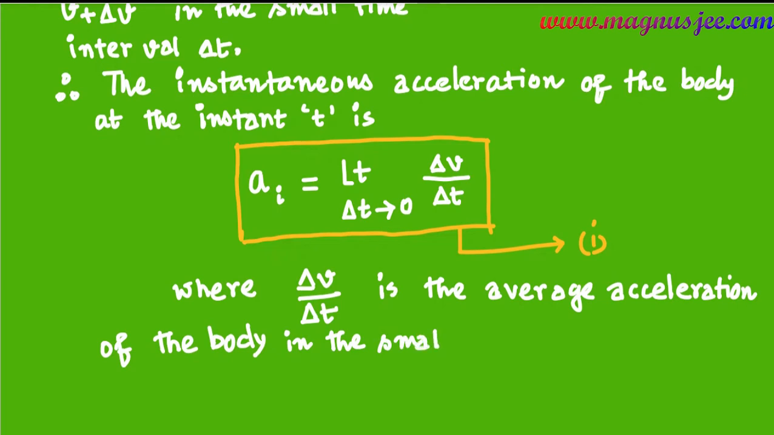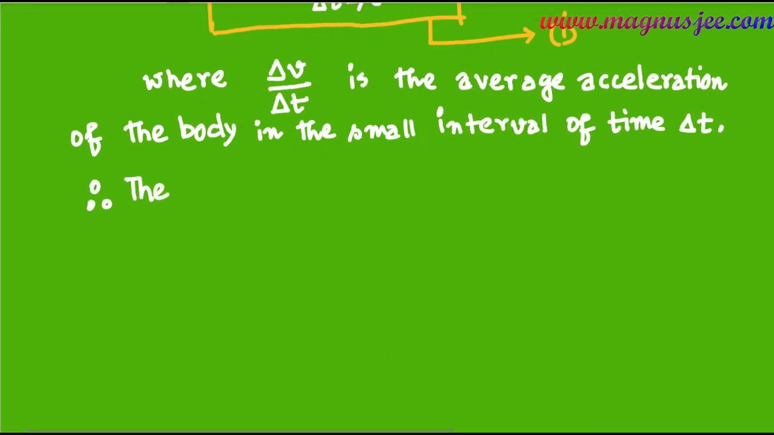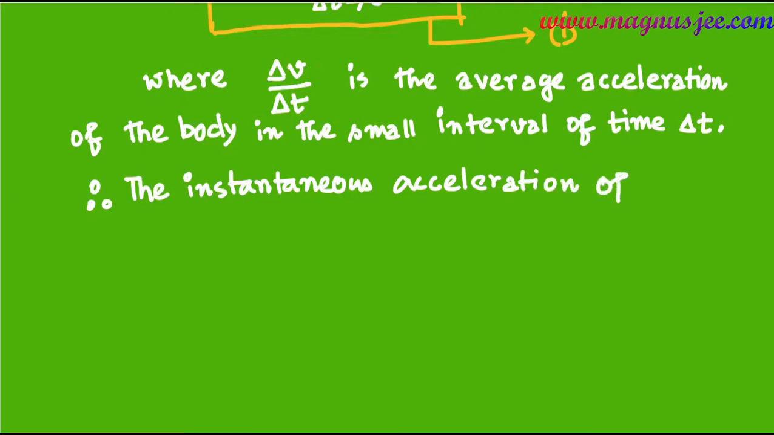In the small interval of time delta t, this is not a very small interval of time for delta v by delta t. Therefore, the instantaneous acceleration of a body at an instant, this is the first definition of instantaneous acceleration.